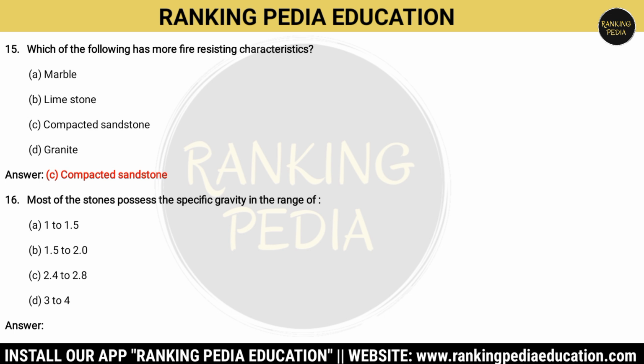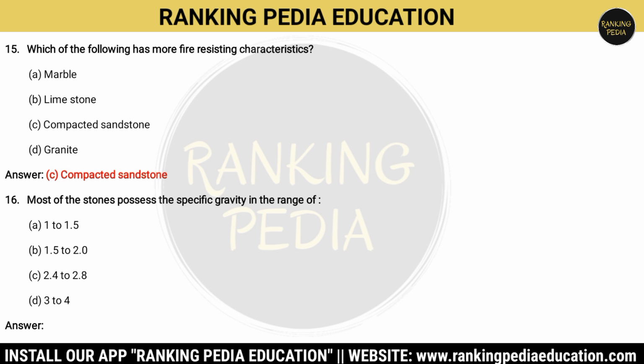Next question: most of the stones possess a specific gravity in the range of. You have to tell the range. Your options are 1 to 1.5, 1.5 to 2, 2.4 to 2.8, or 3 to 4. So what is the range? You have to specify this. So most stones possess a specific gravity, that is also known as relative density.